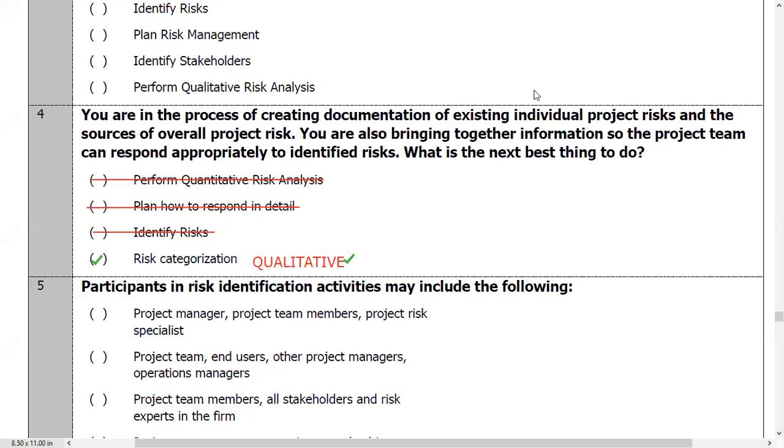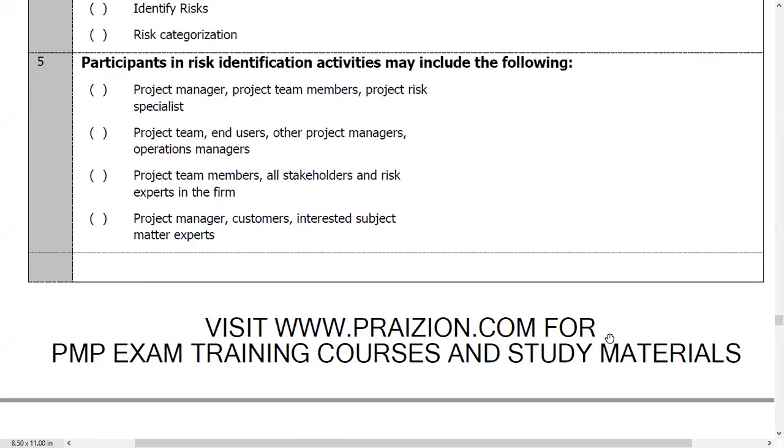Okay? I hope this gives you some further clarity on the importance of reading the PMBOK guide and really knowing what they mean when they say the key benefits of this process is blah, blah, blah. You got to listen out to what they mean when they say the key benefit of this process. Those are the things you're going to have to read, my friends. All right, let's go to our next one.